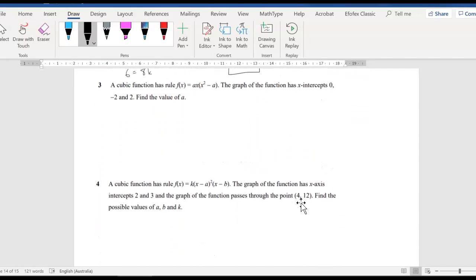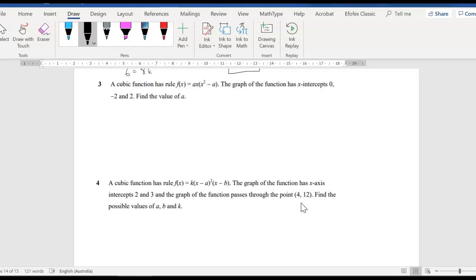All right, question C. A cubic function has the rule. The graph of the function has x-intercepts at 0, -2, and 2. Find the value of A. So remember, your x-intercepts are when y equals 0. So we can actually make these 3 points. We're going to have 0, 0. And we're going to have -2, 0. And we're going to have 2, 0.